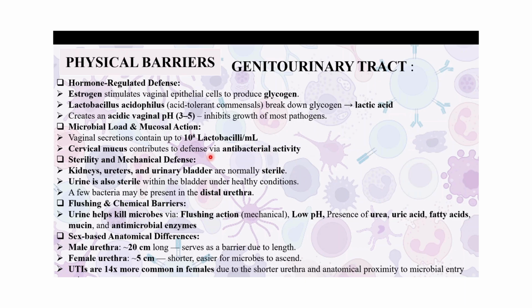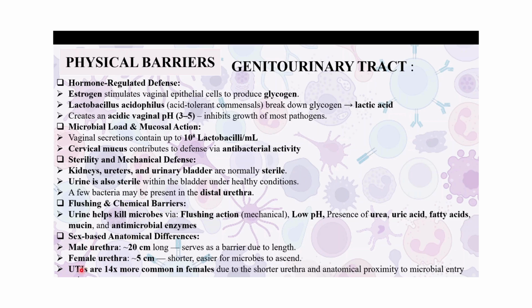Now, the urine itself has a flushing action. If we consider sterility, the kidney, ureters, and urinary bladder are normally sterile. And urine is also sterile within the bladder under healthy conditions. A few bacteria may be present in the distal urethra. One of the main reasons for the presence of a few bacteria in the distal urethra is the onset of a UTI, or urinary tract infection.